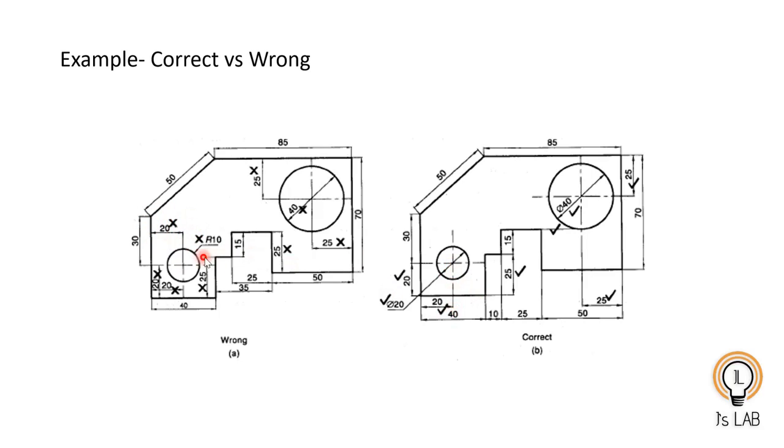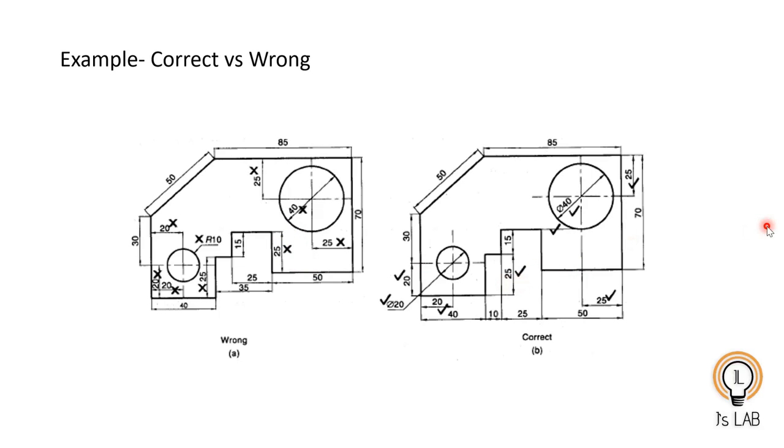So this R10, that means radius 10, has been made here in this way, and this 20 mm, this 20 and this 20 have been changed to the outside. And this 40, this is wrong, this is not a linear measurement, you need to provide diameter 40. Here also see it has been changed to this one. Now the 25, it was coming inside the drawing, and now it is outside the drawing.